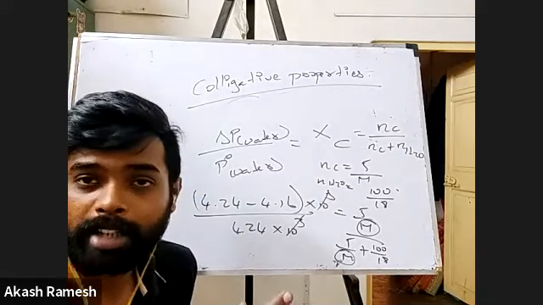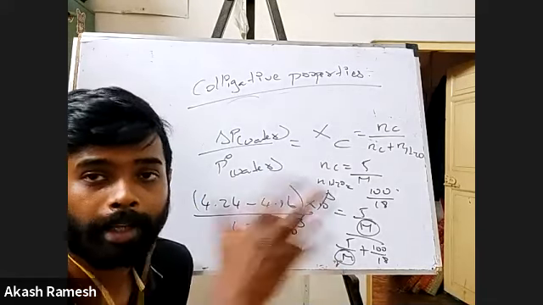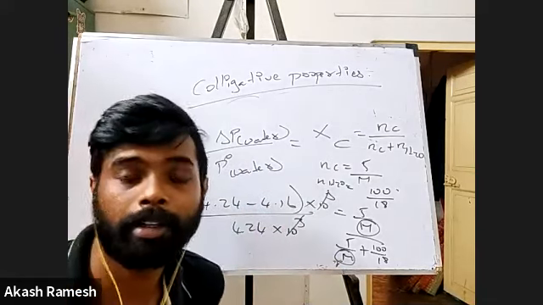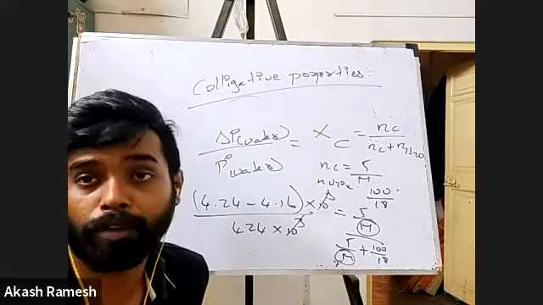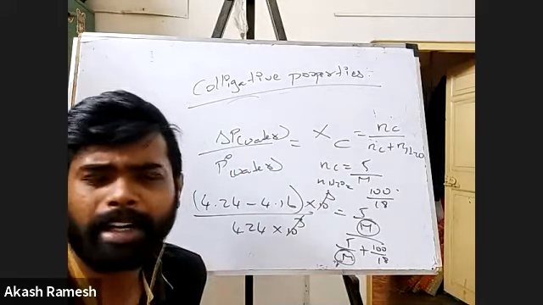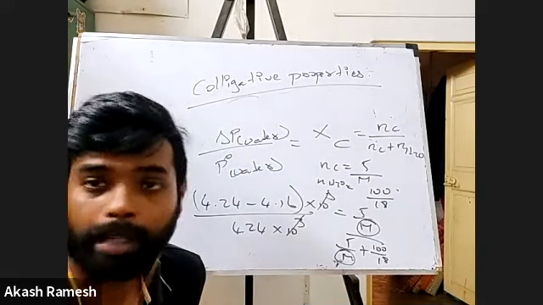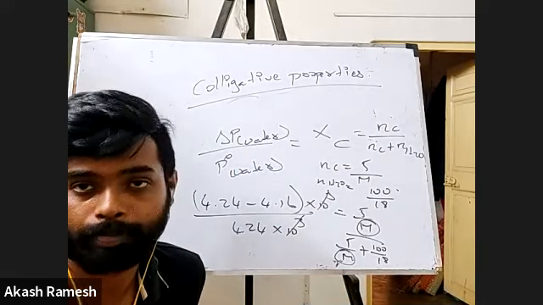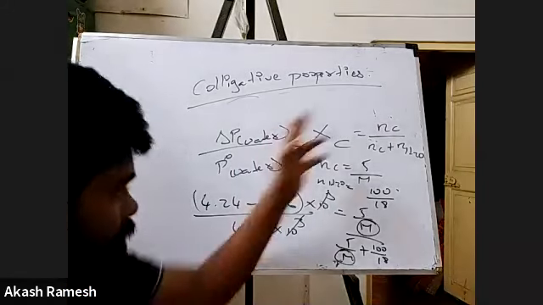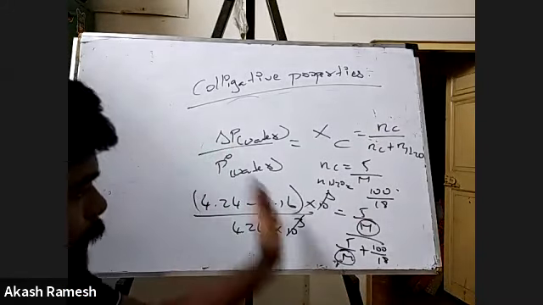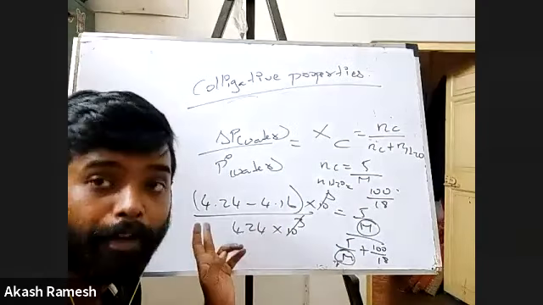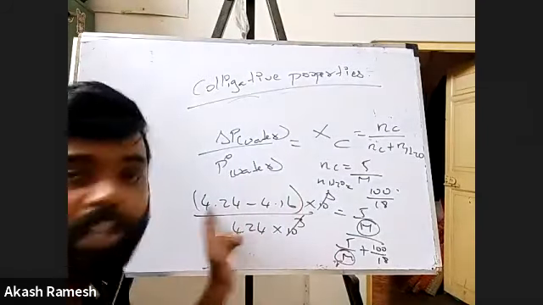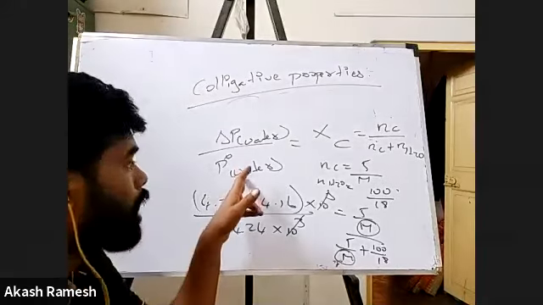So you understand that we are able to do the problem with the help of the relative lowering of vapor pressure. If you find it easy, go for it. If you find it a little difficult and you're okay with Raoult's law only, then you can go for Raoult's law also. Any questions? Very simple. I have just substituted whatever I have. Del P is the change in vapor pressure, before and after, divided by the pure vapor pressure.